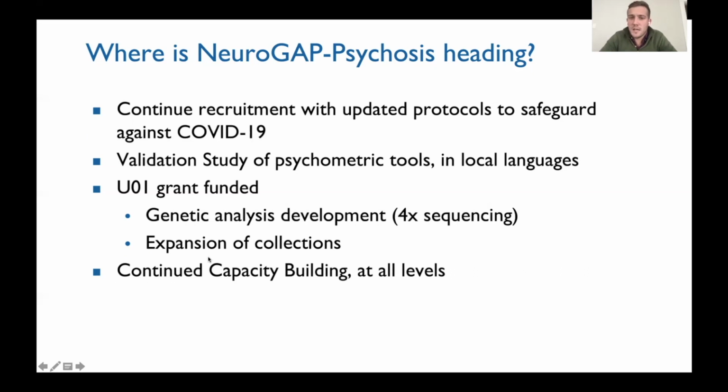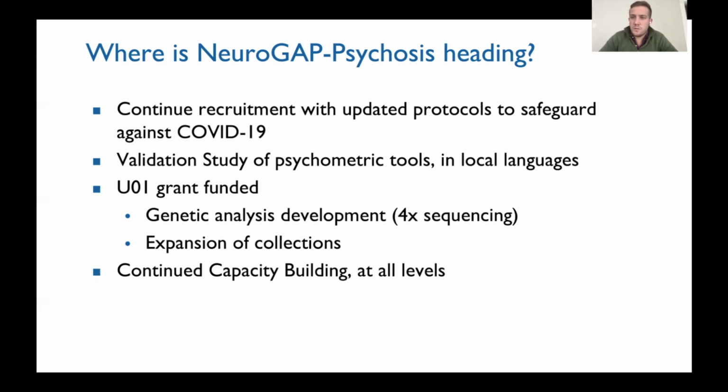We're going to be doing a validation study on the psychometric tools in local languages. Our study right now is being conducted in 8 different languages, and we're going to be validating our tools. We use the MINI, the Mini International Neuropsychiatric Interview, and we're going to validate that with the SCID. We recently were awarded a part of the U01 grant at the Broad Institute at Harvard, as well as other collaborating institutions. A big part of that will be developing the genetic analysis for pathogenic sequencing, which Alicia Martin will be speaking about, as well as expanding our collections in Ethiopia.